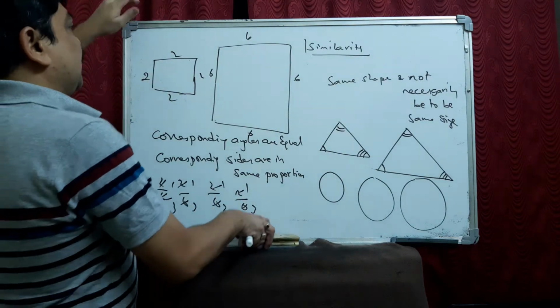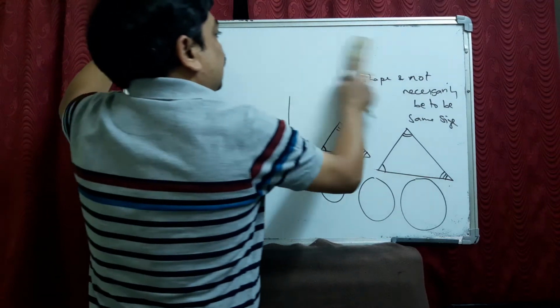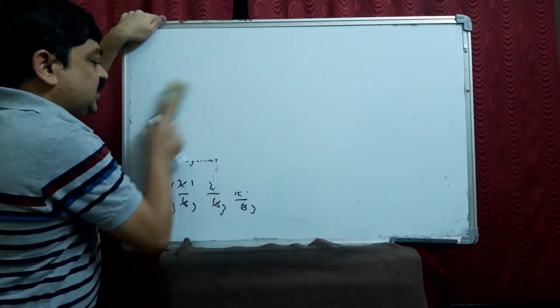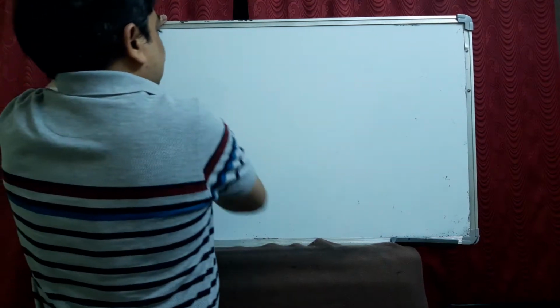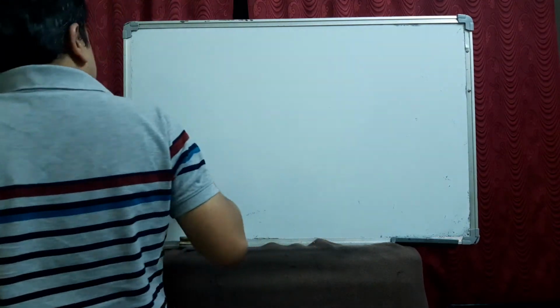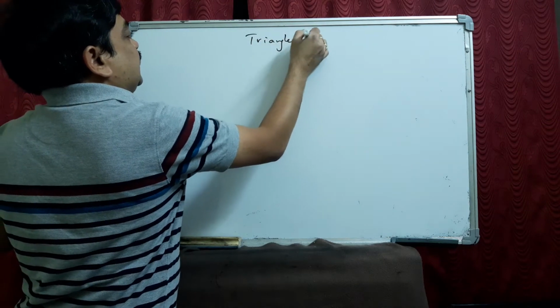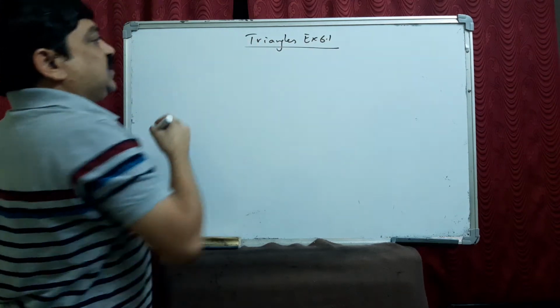Now let us go to the first exercise of Triangles. They have given some fill in the blanks for similarity conditions. What are those? Let us see. Triangles, exercise 6.1.